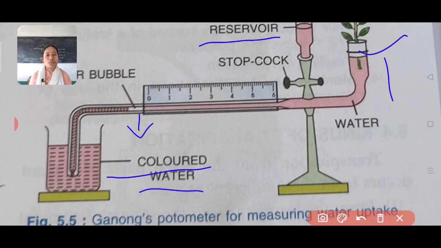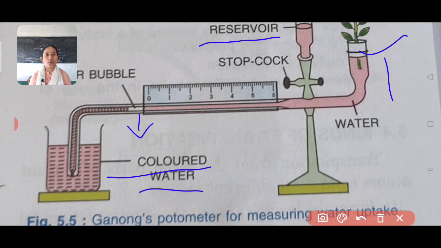So this is all about Ganong's photometer, but the limitation of this Ganong's photometer is that the introduction of this air bubble is very difficult. And sometimes the absorption and loss of water also depends upon the atmospheric condition. Those are the limitations of this Ganong's photometer. So that's all about the experiments related to your measurement of transpiration. The weighing method was a very simple one.